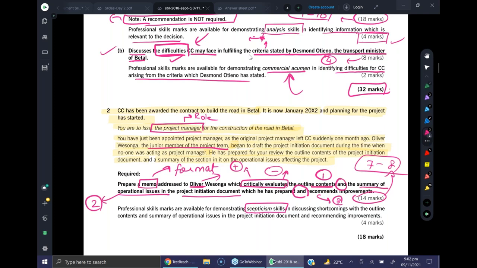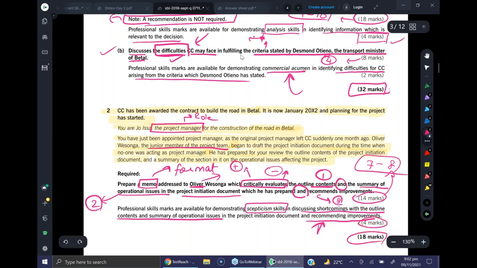So professional skills marks are available for skepticism in discussing shortcomings with the outline contents and summary of issues and recommending improvements. So very clearly, if you forget about recommending improvements, you're not only going to lose technical marks, you will lose professional marks too. So that's alarming. It's super important to take care of all elements.